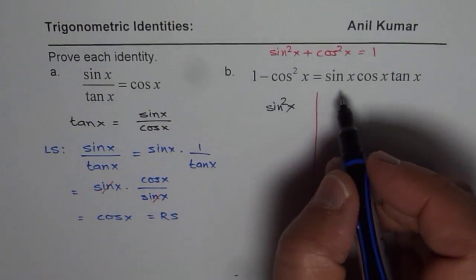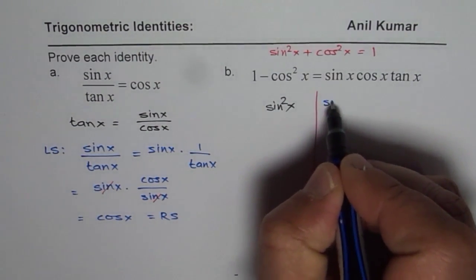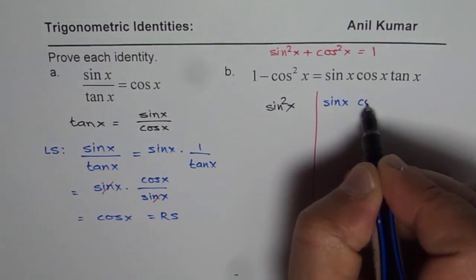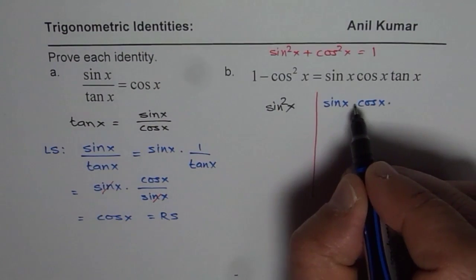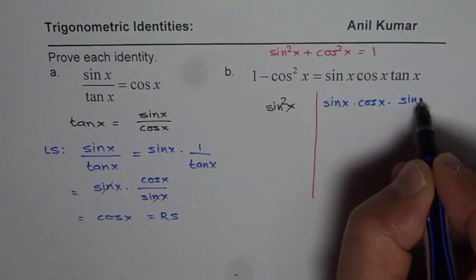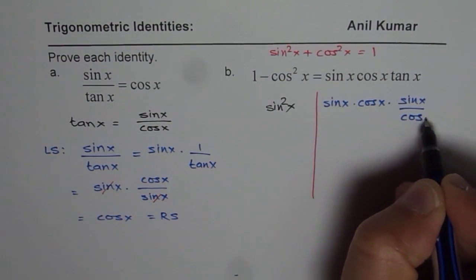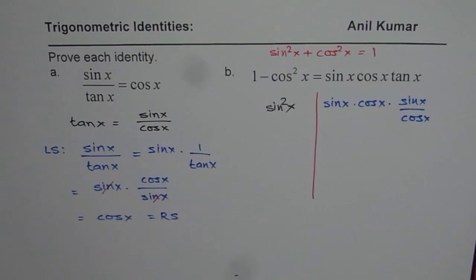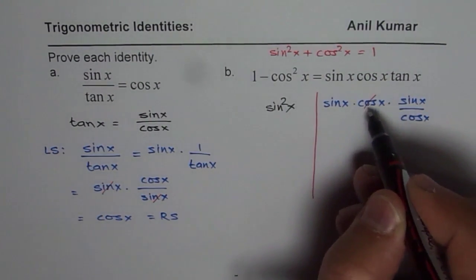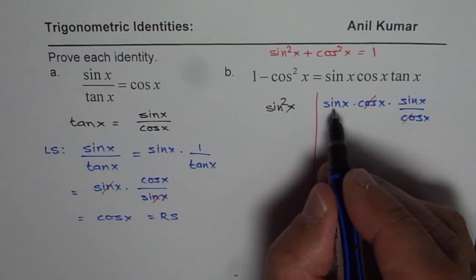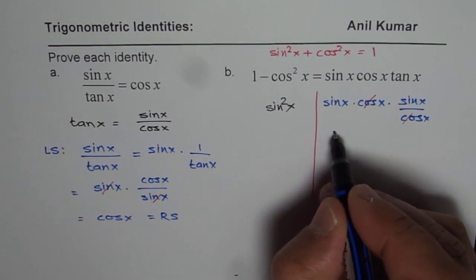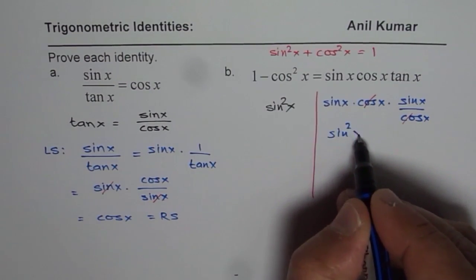On the right side, what we have is sine x, cos x, and tan x. For tan x, I'll write this as sine x over cosine x, correct? So as soon as you write sine x over cosine x, you can simplify very easily, right? So this is the right side. So it gives us sine square x. Do you see that? Sine square x.